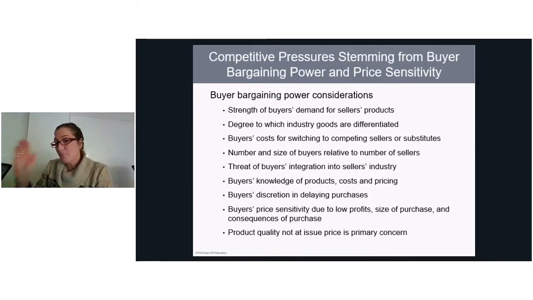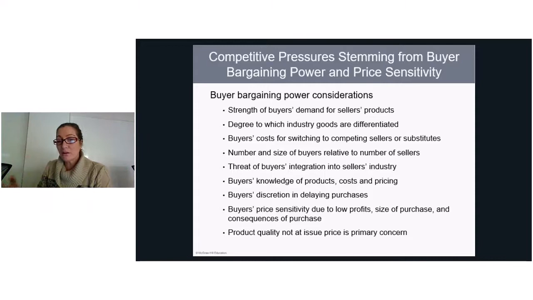Can we buy from this supplier, or can we buy from that supplier because they've got a better price, for example? There may be costs involved. Maybe we're going to need a different conveyor belt to accommodate a different supplier. That means the buyer is going to incur switching costs to switch from this supplier to that supplier. The number and size of buyers relative to the number and size of sellers will help us determine high or low bargaining power.